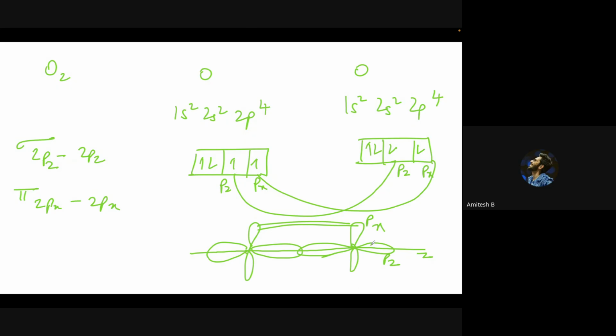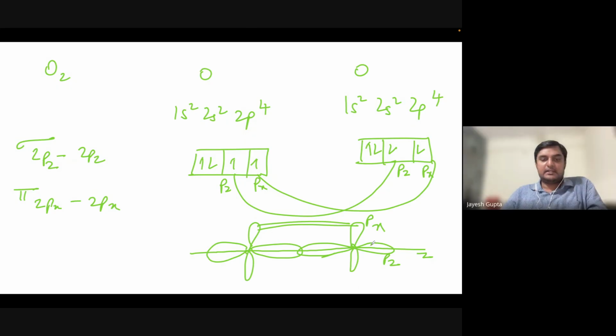Sir, can we take Y also? Yes, you can also take Y. But for sigma, you take Z. For the other pi, you can take x or y. So sigma 2pz, 2pz, and pi 2py, 2py will also be correct. Okay, I'm giving you, please try to make it for N2. Then we'll be discussing how it is made. I'm giving you 5 minutes. Make it for N2.